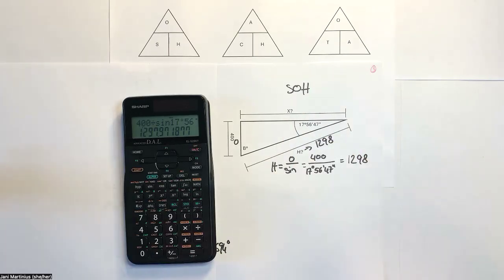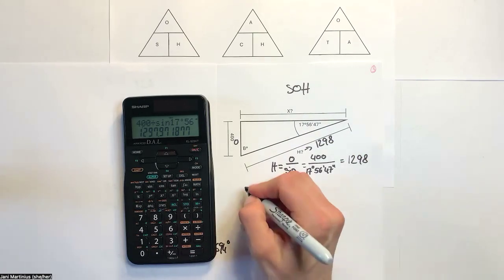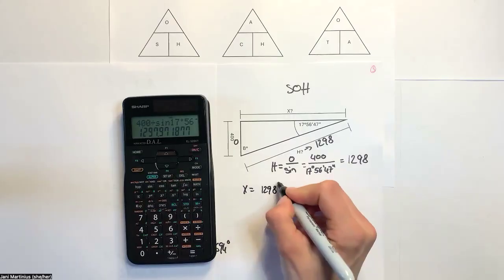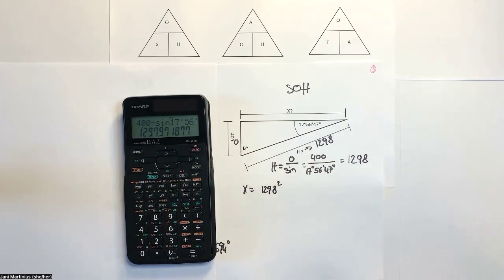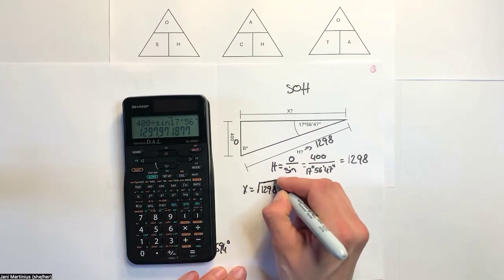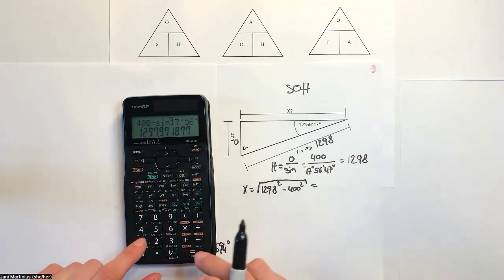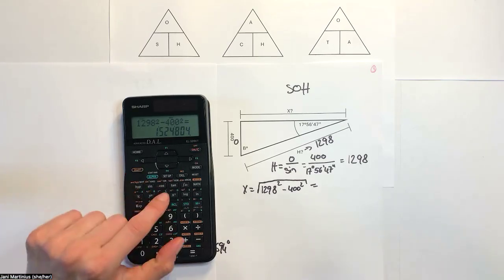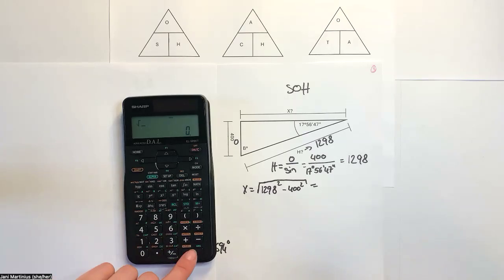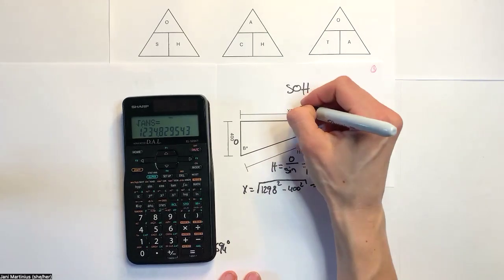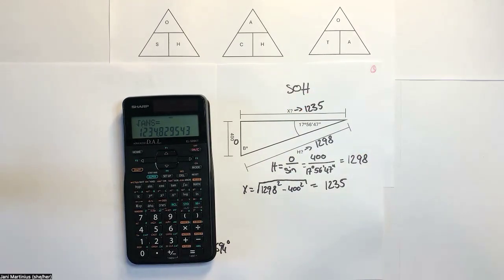Now let's figure out our x side. We can use Pythagorean again. So 1298 squared. So c squared minus b squared equals a squared, right? Minus 400 squared should give us x. So 1298 squared minus 400 squared equals, second function, and the square root button gets me to 1235. Awesome. Fantastic.